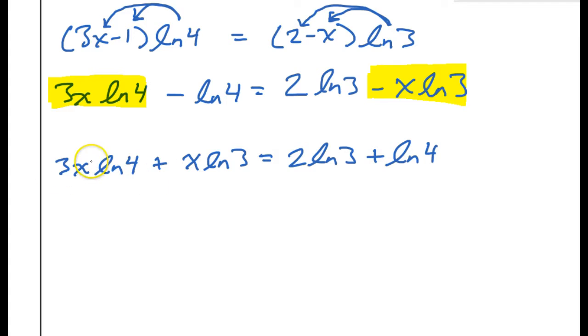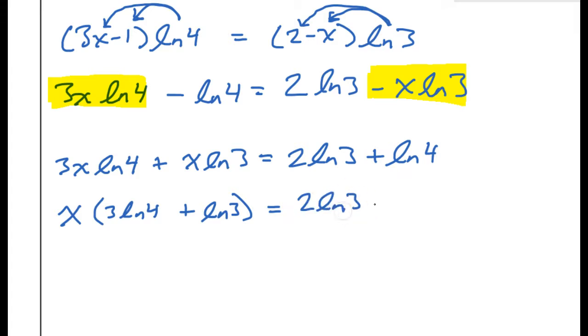The reason why I wanted all the x terms on one side is so I can factor out the x now. X now is a common factor, the GCF. So I can take that x out in front of parentheses. And that will leave behind 3 times the natural log of 4, that x came out, plus natural log 3. Okay, over here, nothing changed. So 2 natural log 3 plus natural log 4.